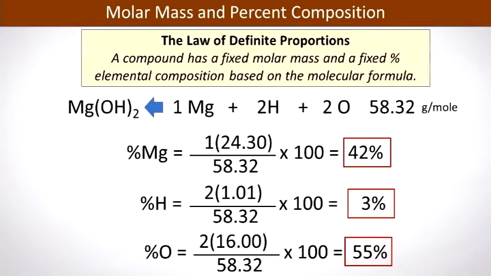If we wanted to determine the percent of each of the elements in magnesium hydroxide, we would take magnesium molar mass times 1 unit divided by the total molar mass times 100 for 42%. Hydrogen would be 2 units of hydrogen times this molar mass divided by the molar mass of magnesium hydroxide, which we've already calculated, times 100 for 3%. And for oxygen, we would have 2 times 16 divided by its molar mass times 100 for 55%.